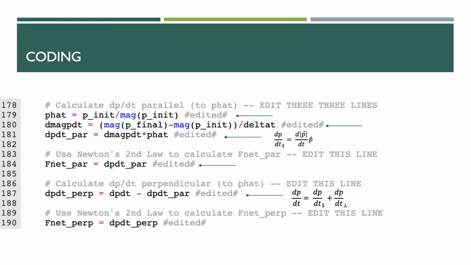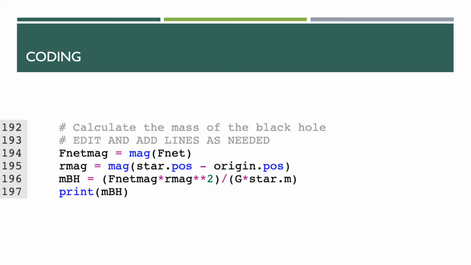The perpendicular component of the rate of change of momentum can be obtained by understanding that dp/dt is the sum of its parallel and perpendicular components. Again, by Newton's second law, the perpendicular component of the rate of change of momentum is set equal to the perpendicular component of the net force. Finally, the mass of the black hole can be determined. The magnitude of the net force was established, as well as the magnitude of the distance between the black hole and the star. Ultimately, Newton's universal law of gravitation was used to approximate the mass of the black hole.